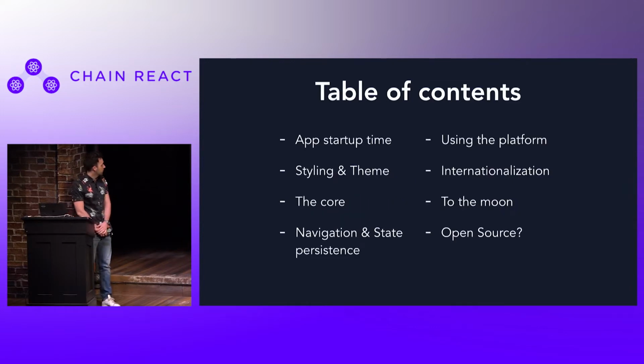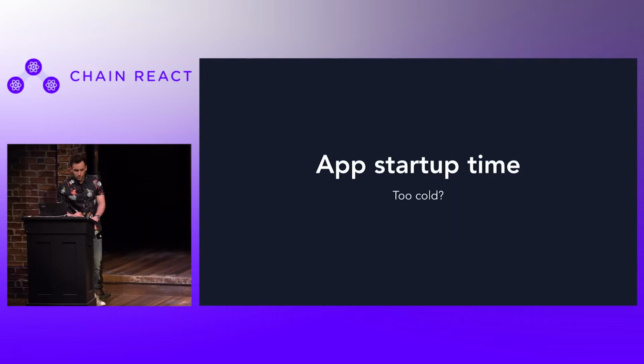So I prepared this table of contents. It's not a random order: everything goes from when you download an app and first open it, the app startup time, how it looks, how it feels, and then how it works. Then I added a couple of things like state persistence and using the platform. Then I'll talk a bit about releasing to the App Store and Play Store, and a few words about open source.